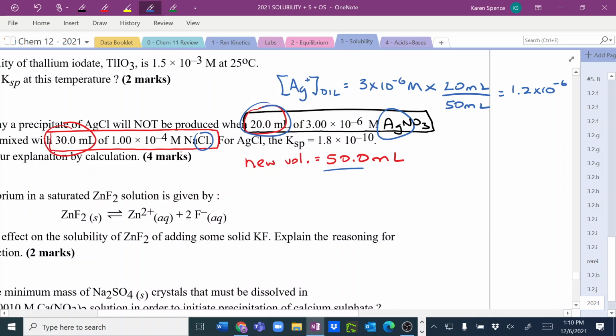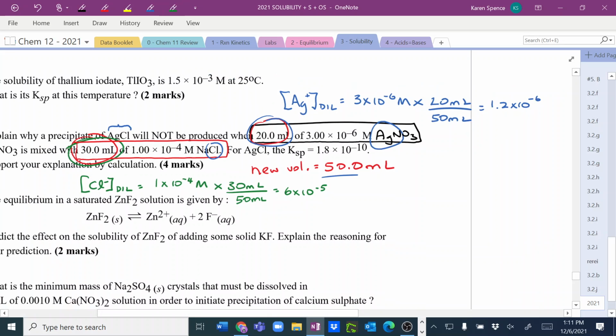Our Cl, because our precipitate that we're concerned about is AgCl, concentration of Cl diluted is equal to our old concentration, 1 times 10 to the negative 4 molar, times our old volume, 30 mils, over our new volume, 50 mils. And we get 1 times 10 to the negative 4 times 30 divided by 50 is 6 times 10 to the negative 5.